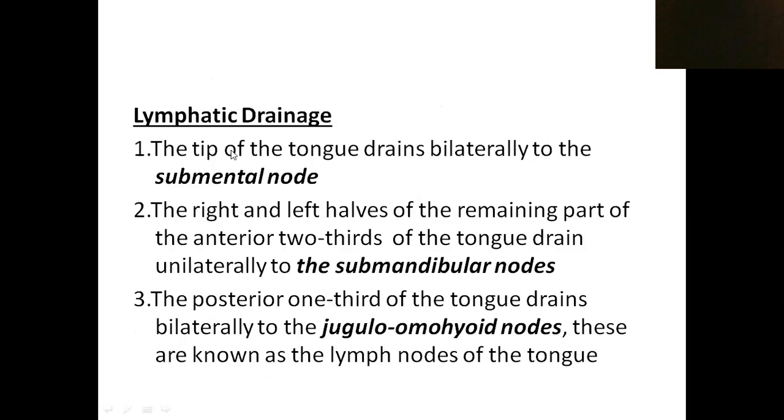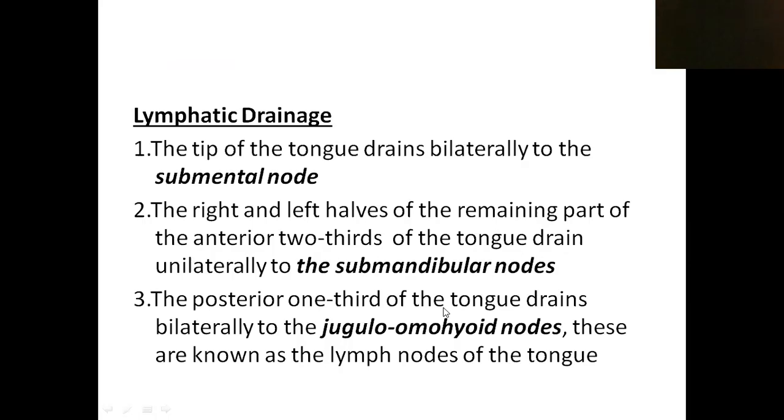Then lymphatic drainage. Lymphatic drainage is into the submental, submandibular, and jugulo-omohyoid lymph nodes, mainly three groups: the submental group and the submandibular group. From there, it drains into the jugulo-omohyoid group. The remaining details, like applied anatomy, such as tongue tie, you have to read from your textbook. Not only that, histology also you have to read from your textbook.